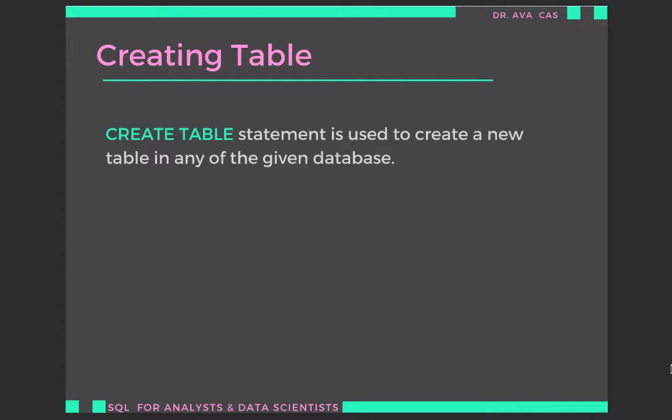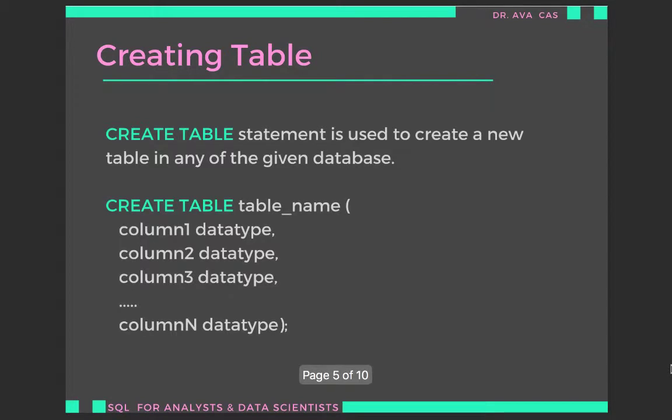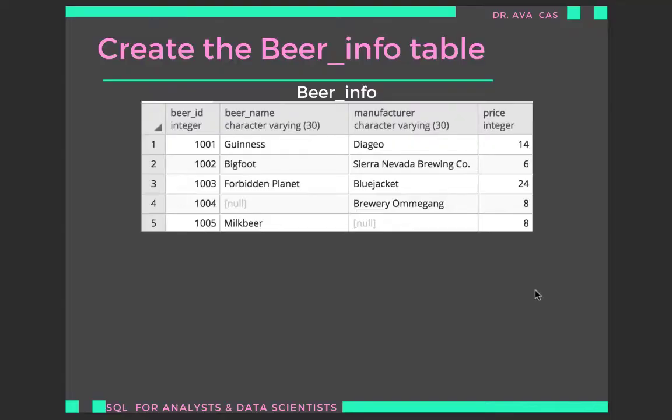We'll do that by using the create table statement. The create table statement is used to create a new table in any of the given database. So let's look at the syntax for creating tables. So you simply type create table and then the table name. And then inside the parentheses, you would write the different columns for that table, as well as their corresponding data type.